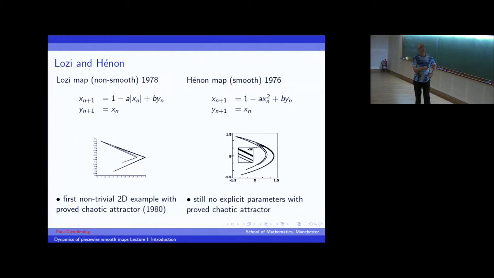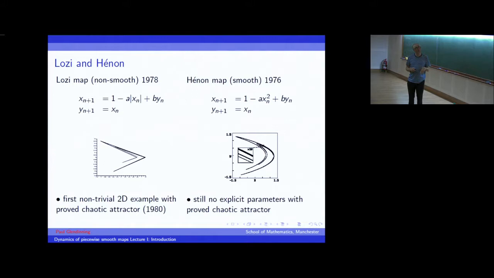In 1980, Michal Misiurewicz proved the existence of a nice chaotic attractor for the Lozi map, and actually open sets of parameter values for which there was a nice chaotic attractor. For the Henon map, at the values that Henon originally chose, we haven't got a clue. Still. So what do we know about the Henon map? Well, quite a lot. We know, for example, that there do exist nice chaotic attractors. But we don't know quite where.